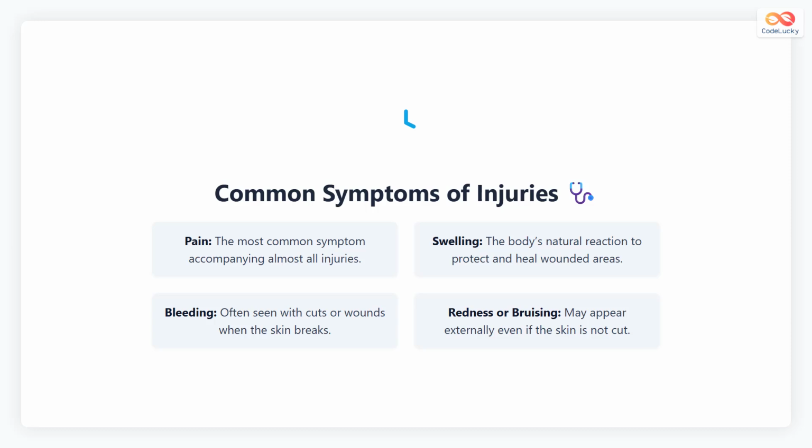Injuries often come with common signs that tell us something is wrong. Pain is the most common symptom because it is the body's way of warning us of harm. Swelling happens when the body tries to protect the injured area. Bleeding occurs when the skin is broken, as in cuts or wounds. Redness and bruising may appear even when the skin is not cut. Understanding these symptoms helps explain the injury clearly in English.